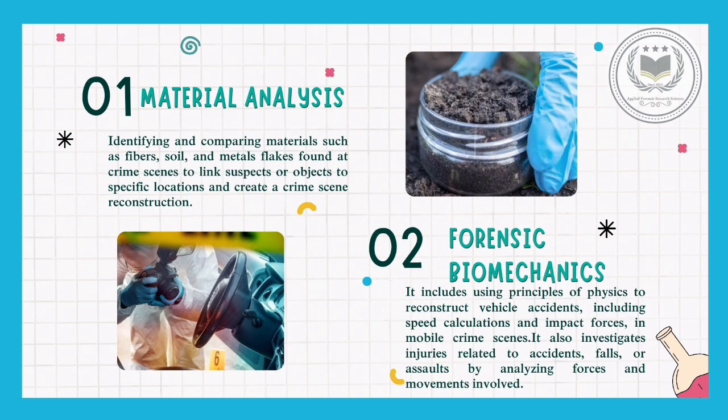The first branch is material analysis, in which the forensic physicists identify and compare the materials found at the crime scene, including fibers, soil, and metal flakes, to link them to the suspects, which eventually helps in crime scene reconstruction. The second branch that we have is forensic biomechanics, in which the physicists reconstruct the mobile type of crime scenes, including vehicular accidents, by performing speed calculations and impact forces. They also investigate injuries produced during such cases.